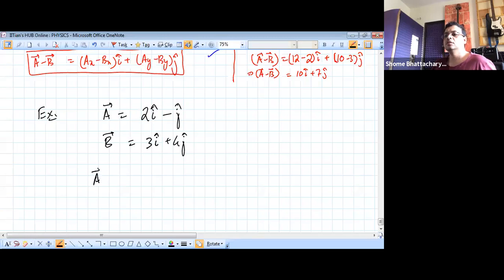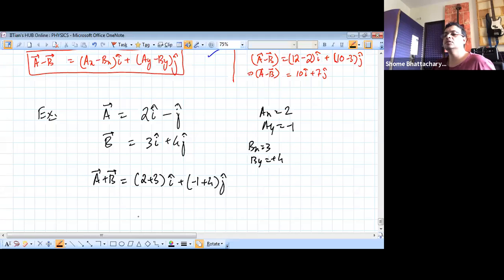Yes, that's correct. Because when you are substituting, you have to substitute with the correct sign. So you can see that Ax is 2, but Ay is minus 1, and Bx is 3, and By is plus 4. So this becomes 2 plus 3 i cap plus of minus 1 plus 4 j cap. So it becomes 5 i cap plus 3 j cap. It should not be written as 5 i cap plus 5 j cap, because that component has a negative sign. This should be the correct answer.